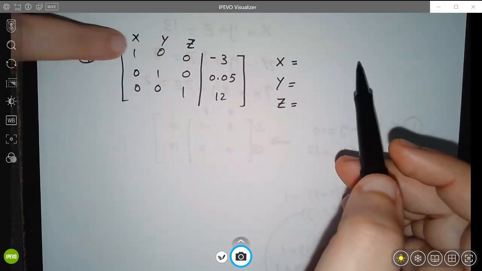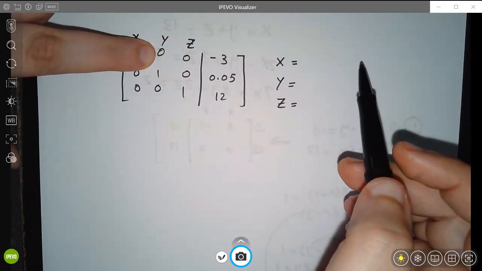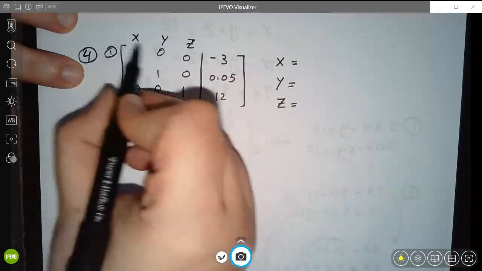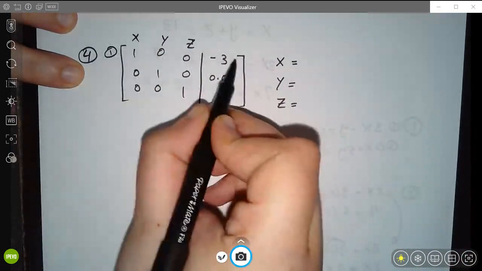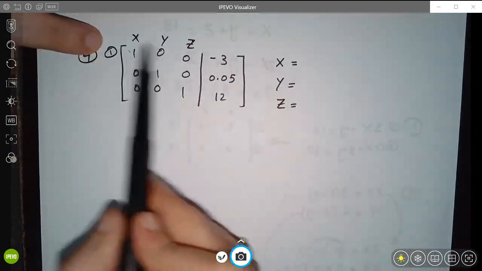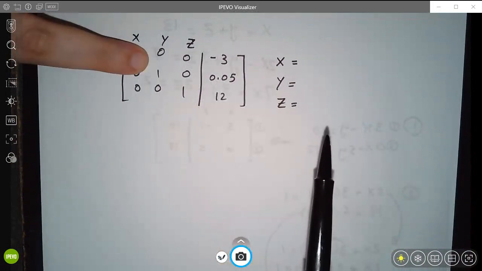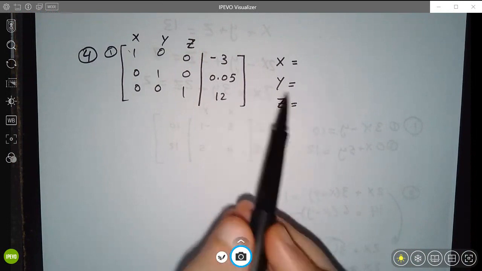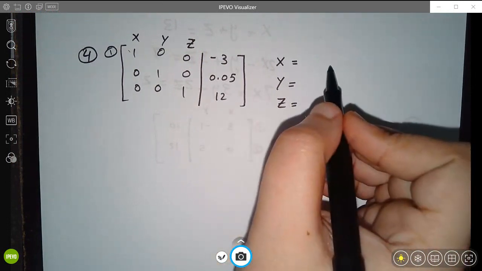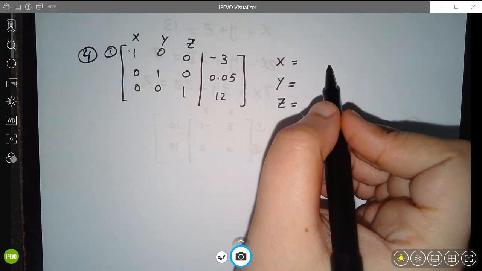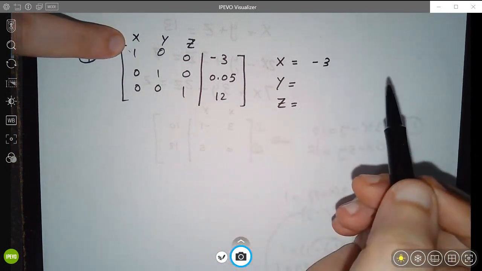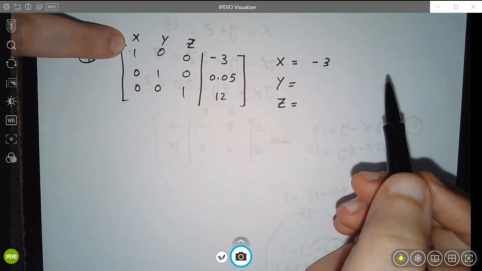Looking at it like that, when you see a 0 underneath the variable, so this is my first equation, look at the first row. I'm basically telling you that this equation has 1x, no y's, no z's, and it equals negative 3. So what is x? It's the answer, negative 3. That's the only thing there. There's nothing else in that equation.